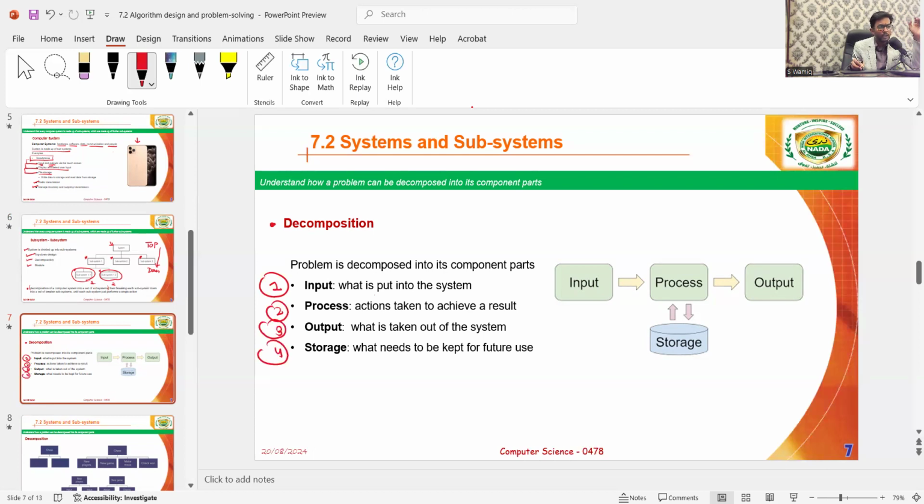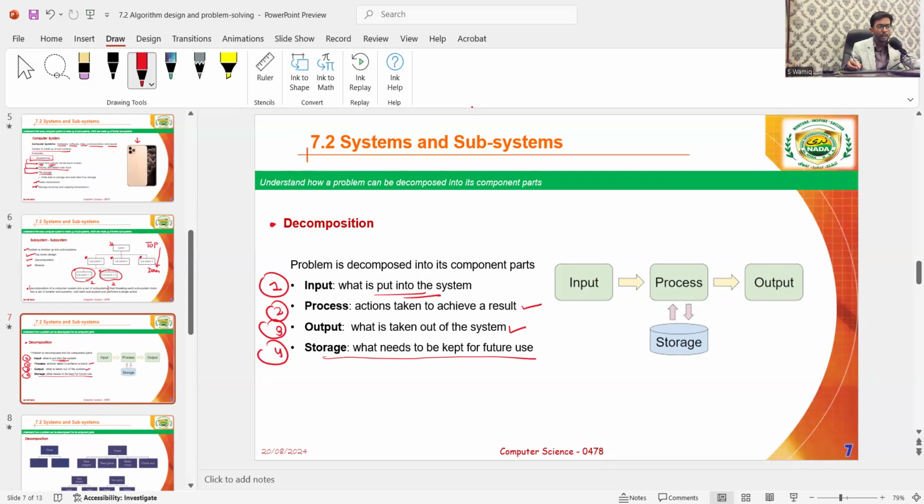So input is what you are adding into your system, what you are inputting into your system. The process means that now the process has initially started. Output means what it is actually generating. And storage means how it is actually storing your data.